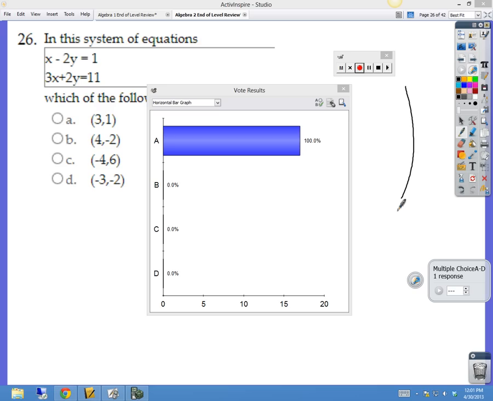Alright, children, attention right here. Oh, I can't draw over it. This is the first Delta High School. 100%. Everybody chooses A. It is right, so good choice.